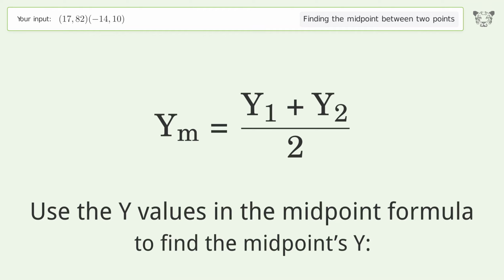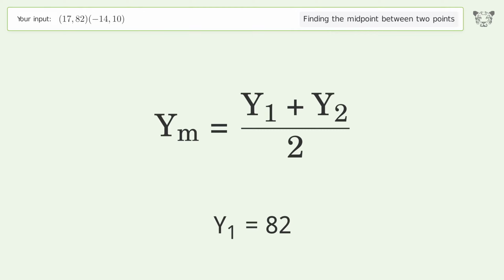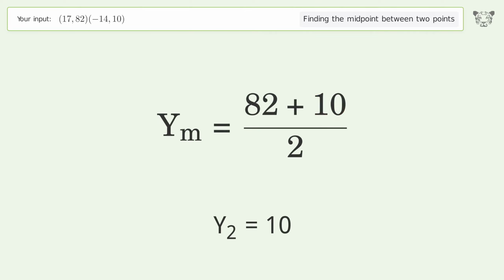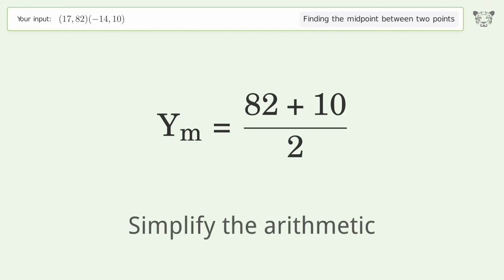Use the y values in the midpoint formula to find the midpoint's y. y1 equals 82. y2 equals 10. Simplify the arithmetic.